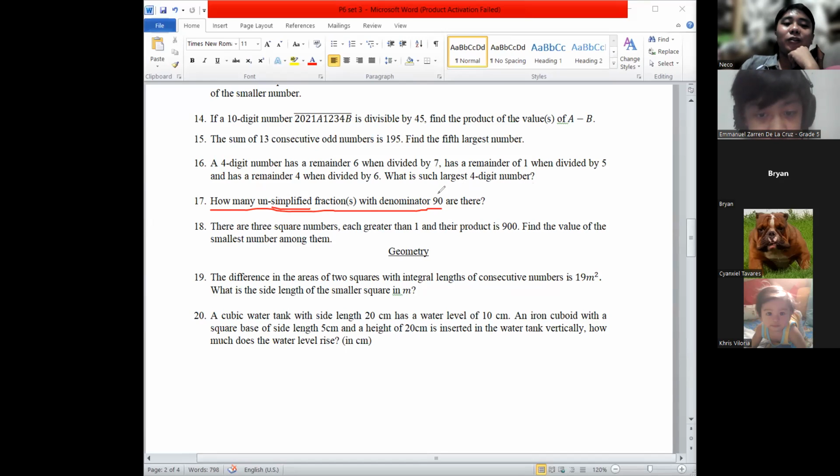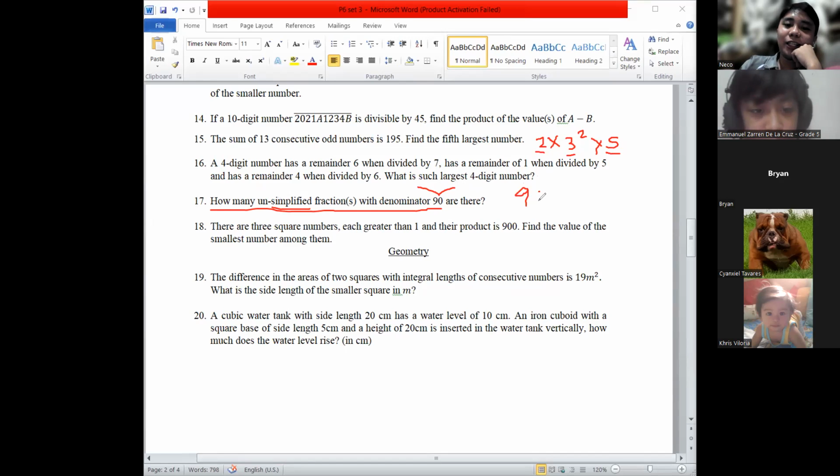So, of course, we would need the factors of 90. What's the prime factors of 90? 90 is 2 times 3 squared, right? Times 5. So meaning we're dealing with 2, 3, and 5.